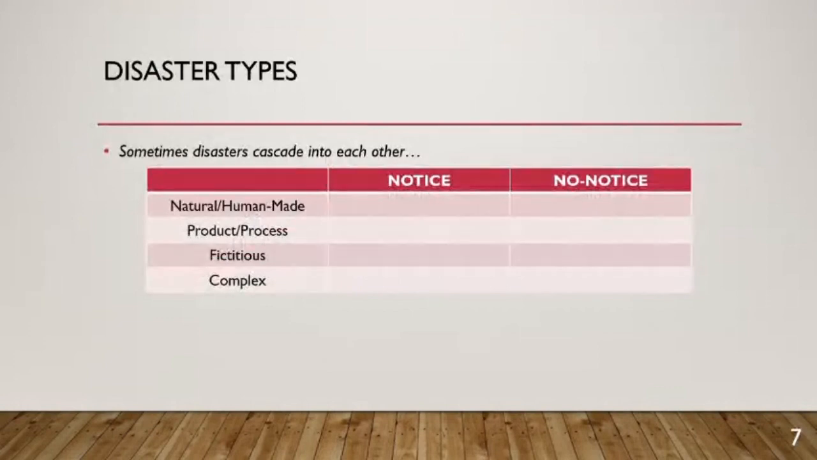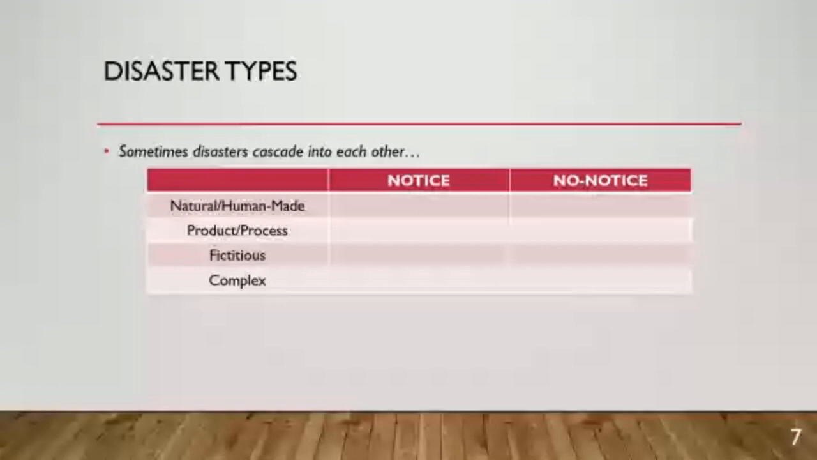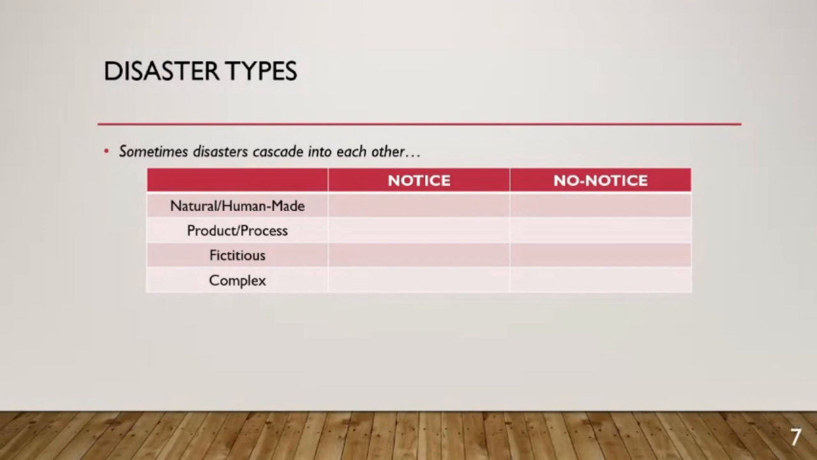So academically, we divide disasters into two rows: notice versus no notice, and 4 columns. And these, by the way, are the threat types: natural, human-made, product, process, and fictitious. Each of these threat types can be notice or no notice. Finally, there's one more row, which is complex disasters, which can combine multiple threat types and or multiple occurrences of the same threat type for the same jurisdiction. They can be no notice or notice as well.